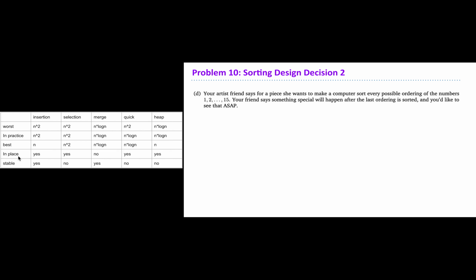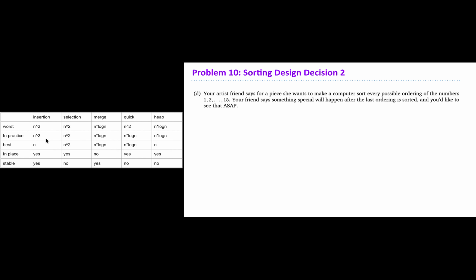I would say if we're going to sort every single possible ordering, probably the case that we want to optimize for is the in practice case, because we wouldn't really want to optimize for the worst or the best case, because the worst and the best case are just going to be one case out of all these possible orderings, right? There are so many possible orderings of the numbers 1 through 15 that it doesn't make sense to optimize for the worst case, because that worst case is only going to happen a single time out of all those possible orderings. So in this case we'd want to optimize for the in practice case, because we're going to see every single input, so we want the sort that works best in practice.